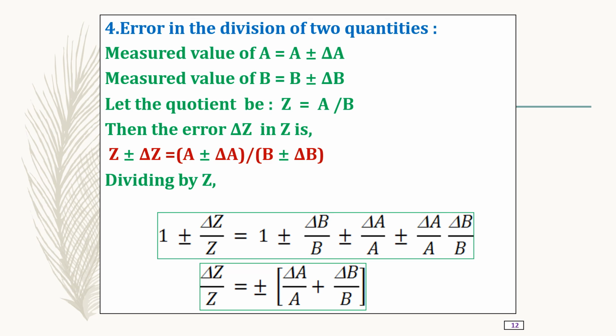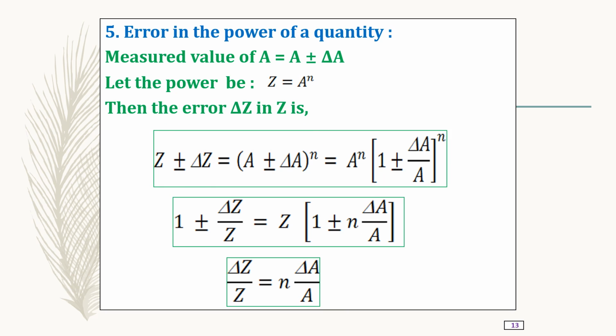Next is errors in the power of a quantity. So consider the nth power of A, that is Z is equal to A power n. Then the error delta Z in Z is given by Z plus or minus delta Z is equal to A plus or minus delta A, the whole thing power n. Which is equal to A power n into 1 plus or minus delta A divided by A, whole power n. So 1 plus or minus delta Z by Z is equal to, as you know, A power n is equal to Z. Substituting, we'll get Z into 1 plus or minus n into delta A divided by A.